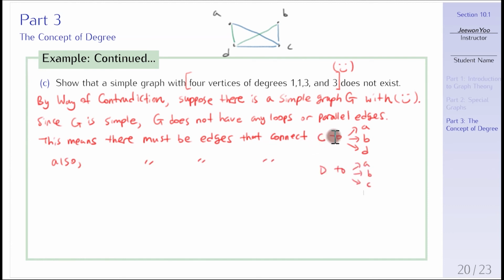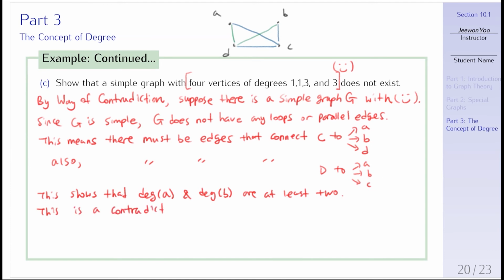There must be edges connecting C to A, B, D, right? And then D to A, B, C. This is a contradiction because degree of A is actually at least 2 now. Okay, everyone, that was that simple. This shows that degree of A and degree of B are at least 2, which is against what we had at the beginning. So this statement is proved. There's no such G exists.